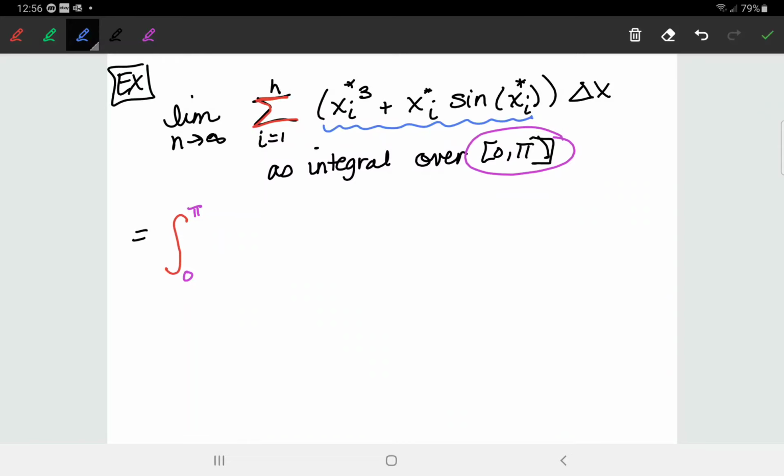Wherever you see the x sub i stars, you just replace it with x, so our function is x cubed plus x times the sine of x, and the delta x turns into dx. And that's it. That's how we've expressed the limit of the Riemann sum as the definite integral.